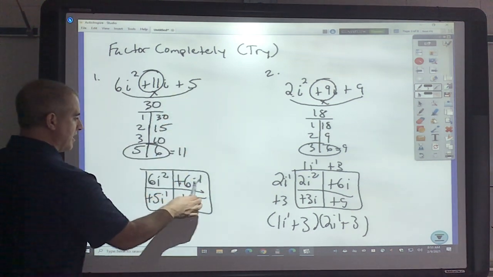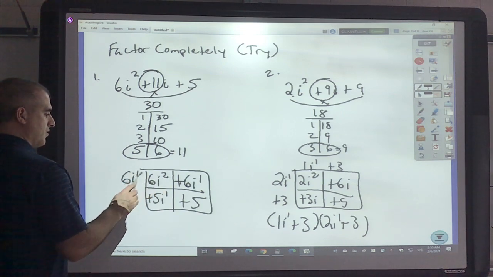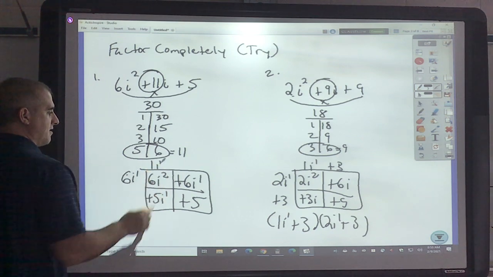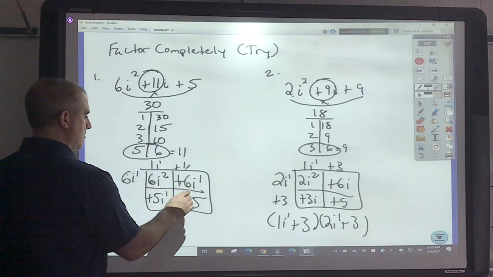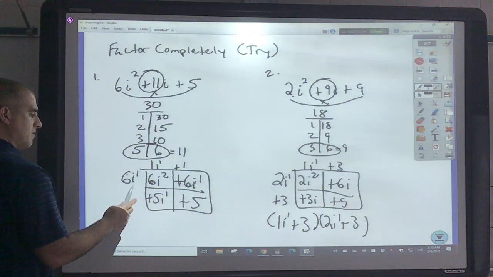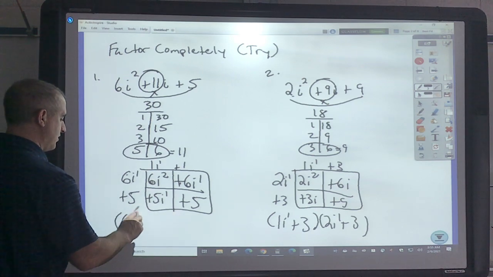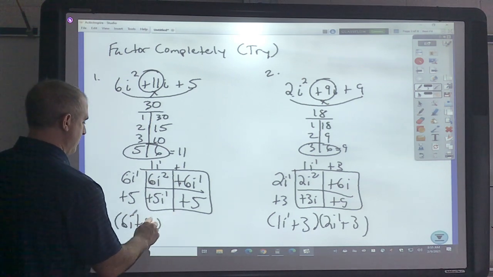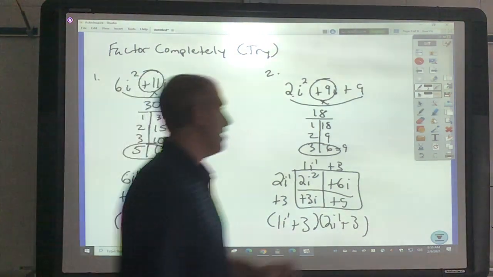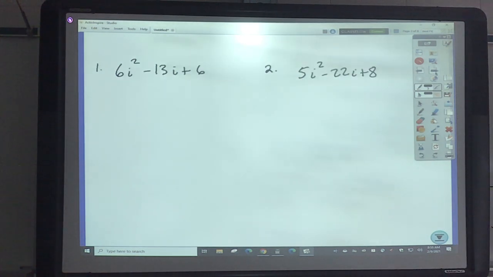Pretty obvious that this would be a 6. They both have an i to the first. 6 times what would give me 6? That would be 1i. 6 times 1 would give me 6. They do not have an i there. The GCF here would just be 5. So I got 6i to the first plus 5, 1i to the first plus 1. Now that we've gotten that, you should have a basic concept of those.